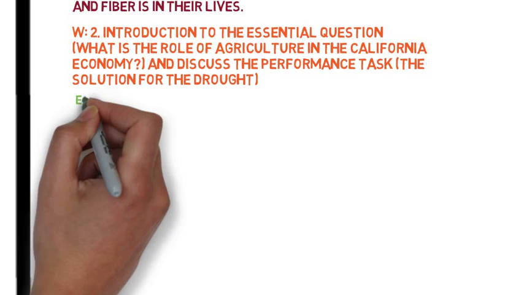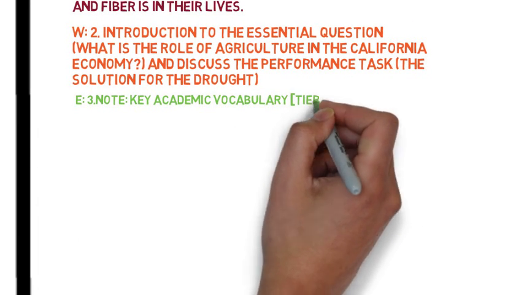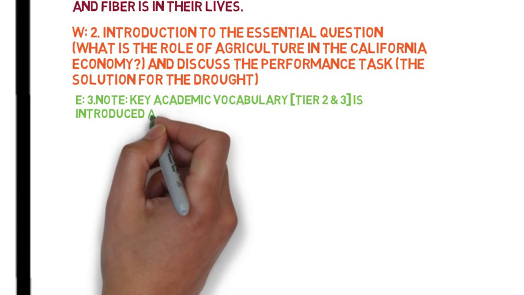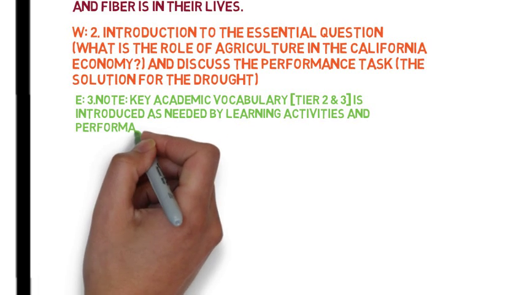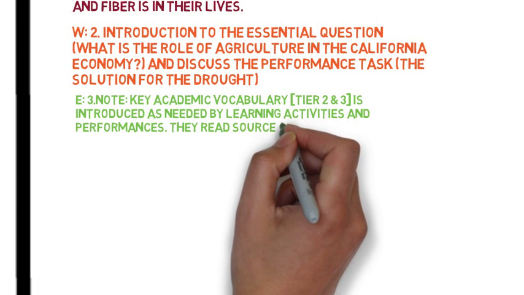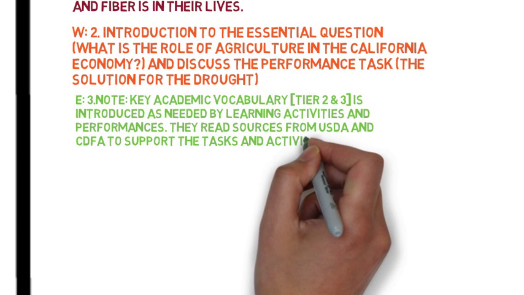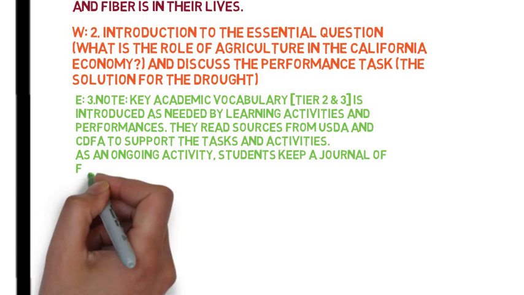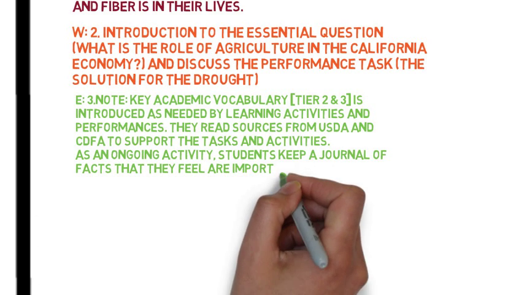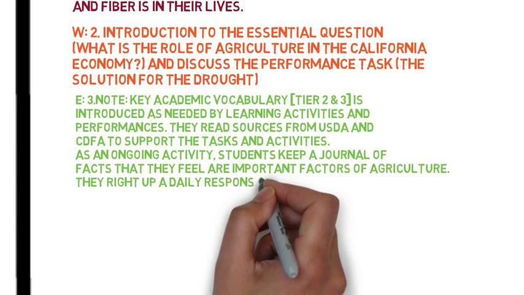Number 3, note. Key academic vocabulary, Tier 2 and 3, is introduced as needed by learning activities and performances. They read sources from USDA and CDFA to support the tasks and activities. As an ongoing activity, students keep a journal of facts that they feel are important, factors of agriculture. They write up a daily response of how those factors are or could affect the future.